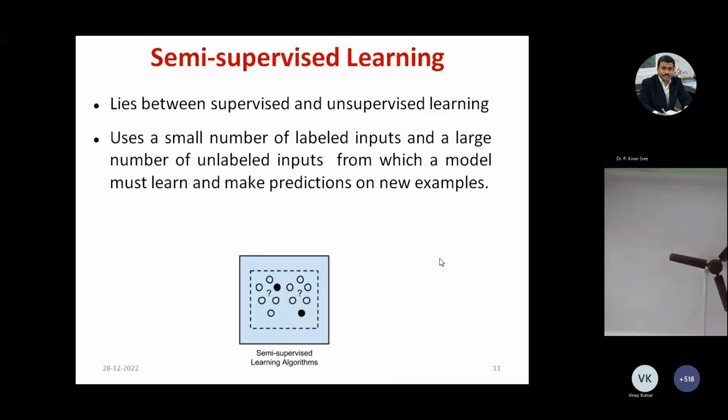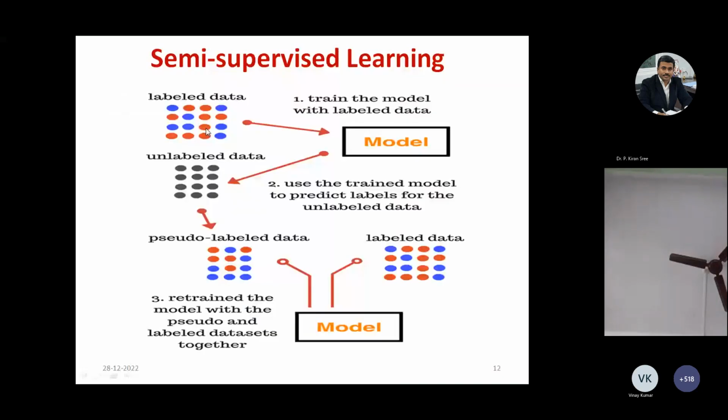Semi-supervised learning technique lies between supervised and unsupervised learning, a middle ground. Here, the training is done with a training data set. In the training data set, a very small number of examples will have a label, and a large number are unlabeled inputs. From this combination, the model must learn and make predictions on new examples. So let's see the flow of semi-supervised learning.